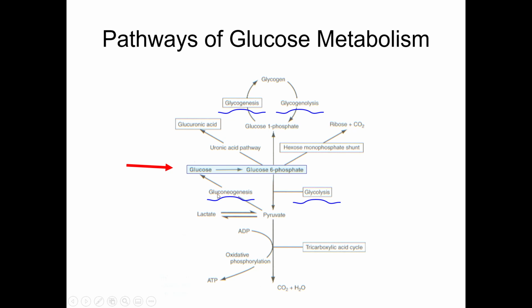So, gluconeogenesis. Gluco is referring to glucose. Neo means new. Genesis is the creation. So we're creating new glucose from some other molecule, not a carbohydrate. Gluconeogenesis, to produce glucose again.